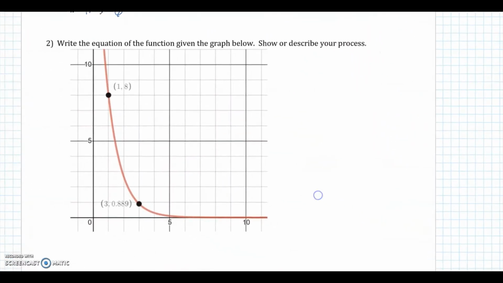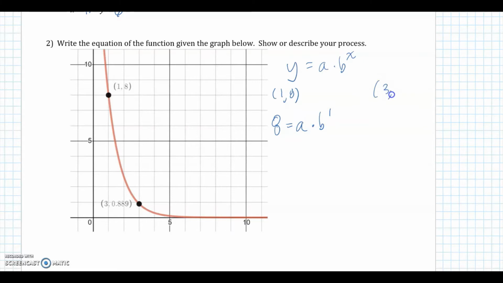Question 2. I'm looking at an exponential equation. So that's where you start. Y equals a times b to the x. Then I'm given 2 points. So if it's a system of equations, but it's exponential, I'm going to substitute in x and y. Starting with the point 1, 8, which then gives me 8 equals a times b to the first.